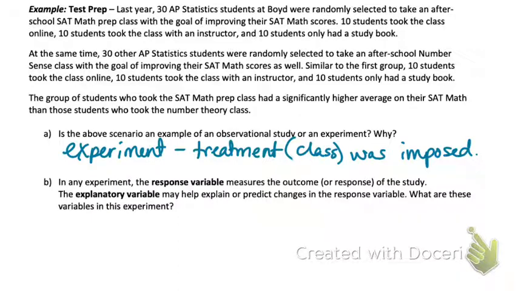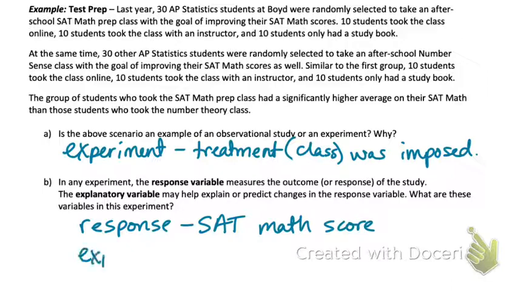Now, in any experiment, we're going to have a response variable, which is going to measure the outcome or the response of the study. The explanatory variable is going to help explain or predict the response or what is happening in the study. What are the variables in this experiment? The student. What is the response variable? What outcome am I measuring at the end? The SAT math score.